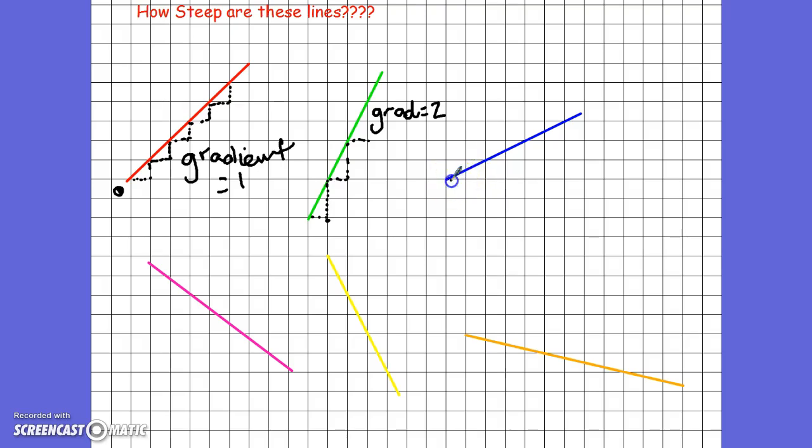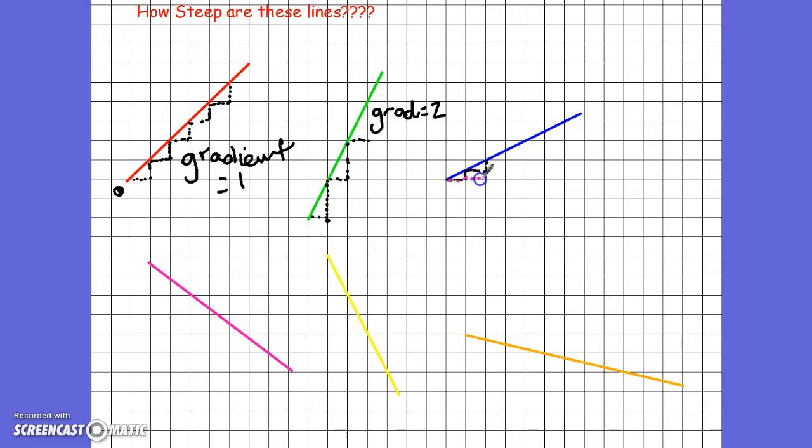Let's have a look at this one here. For every one we go across, we go up a little bit, but it's not a definite number. I'm not really quite sure. We go across another one, I'm not really sure how far I've gone up. I know it's not quite 1. It looks like it's a half, but I'm not really sure. So the best way to do this is just keep going across. Let's change colour.